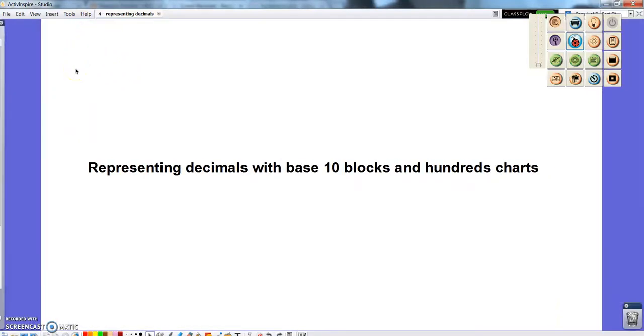Going to work today on representing decimals with base 10 blocks and hundreds charts. So, with that in mind, please go ahead and make this the title of your next math notebook page. And after you've done that, close it up and give me your full concentration until we get to the we do's.